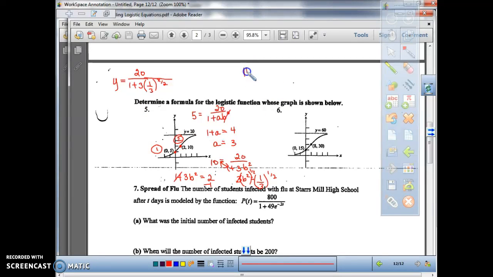So you need to do numbers 1 through 8. Of course, we did 1 and 5 already, but that should help you understand this concept, and we'll check that tomorrow.